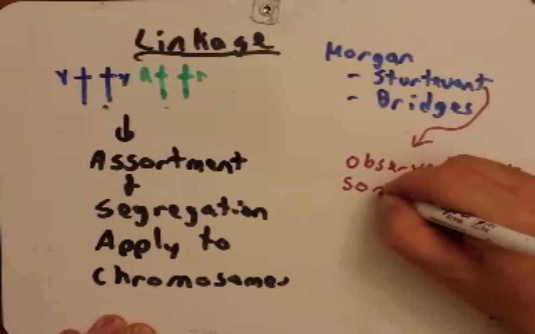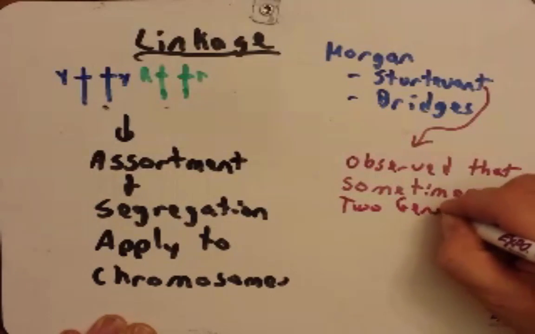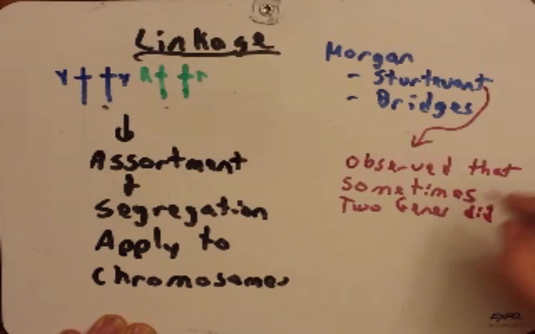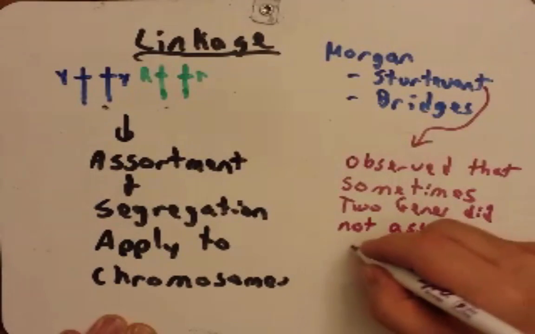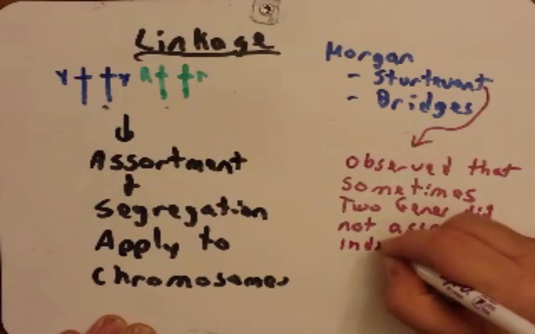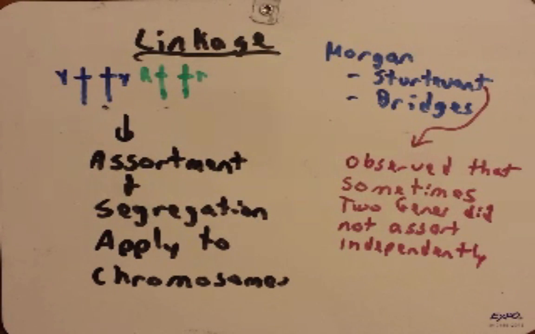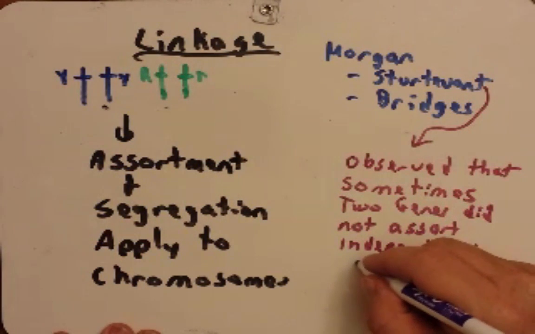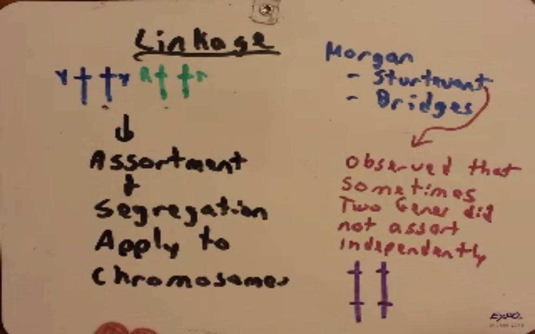that sometimes two genes did not assort independently. He reasoned that you could have a chromosome, and again this seems obvious to us, but at the time it wasn't that obvious. He reasoned that you could have a homologous chromosome where the two genes you're studying happen to be on the same chromosome.